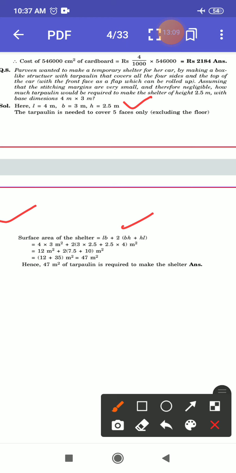Then you have to know how many faces there are: 5 faces. So for the 5 faces you have to use the formula of lateral surface area plus one face of area, that is the top face. Okay, in this way you have to solve this question, put the values of length, breadth and height, and then calculate it and find the value.